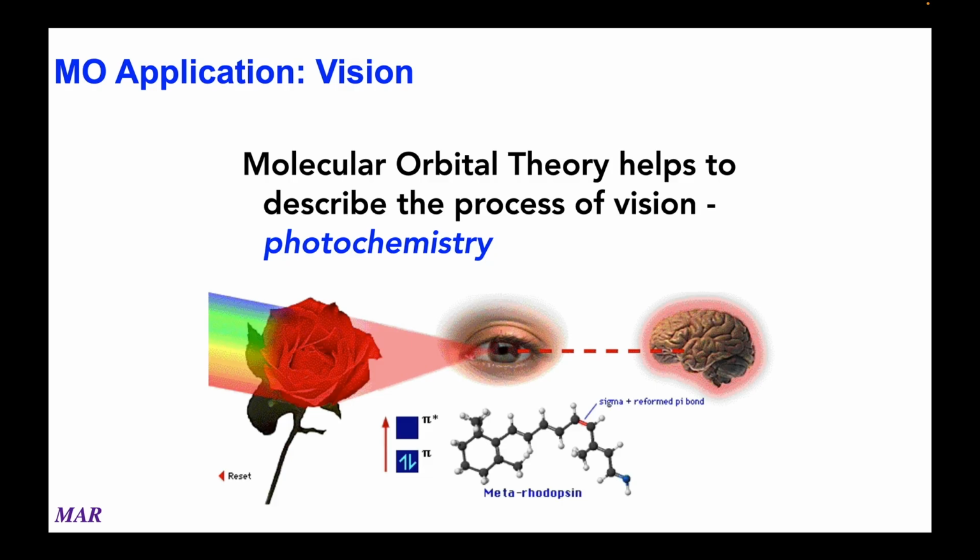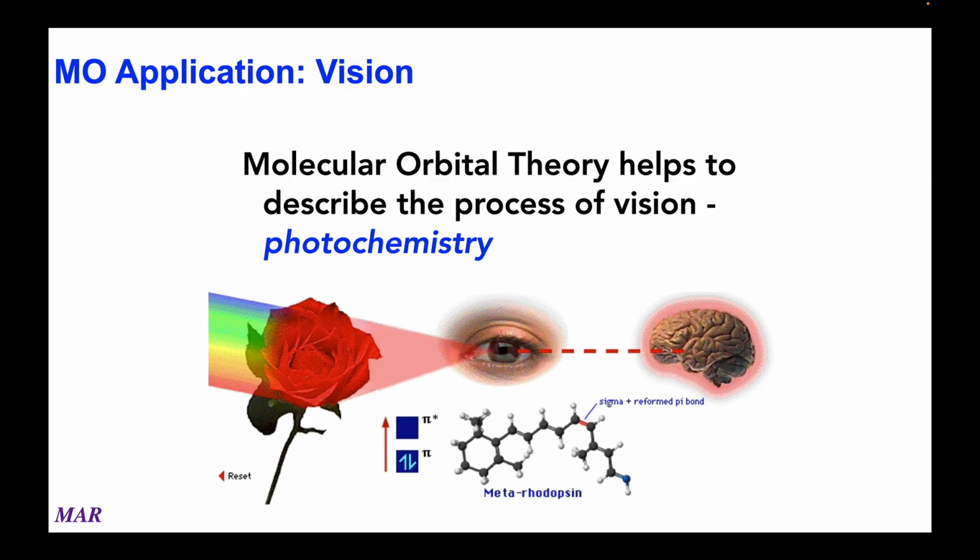And double bonds don't rotate, but single bonds do. So the rhodopsin is rotated to this meta-rhodopsin, the other version, and that allows that electron in the anti-bonding to relax back to the bonding orbital. And as that happens, that sends an impulse to your brain, which says, hey, you're seeing red. Oh, pretty cool kind of stuff.